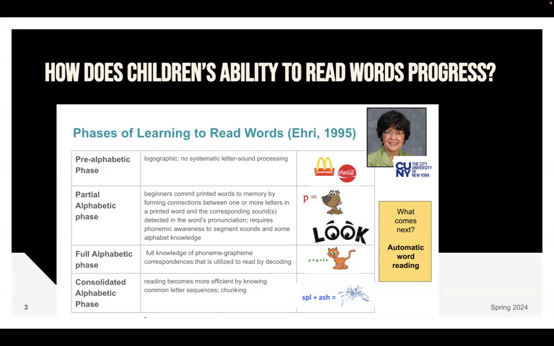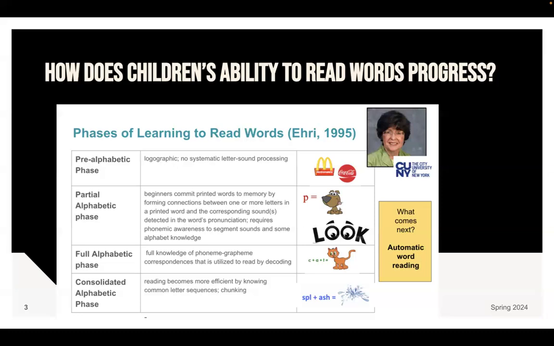The first phase is the pre-alphabetic stage. This doesn't necessarily mean that children have no knowledge of alphabet letters. It's just that they are not applying letter-sound correspondences, or their knowledge of those, to the reading of words. In this initial phase, children rely mainly on visual cues and memorization to read words.